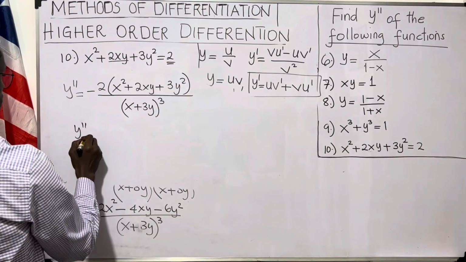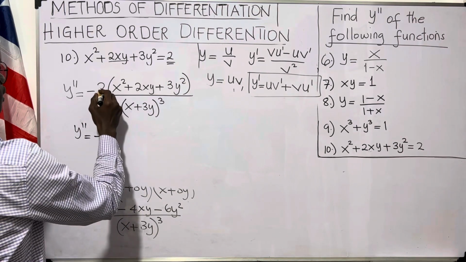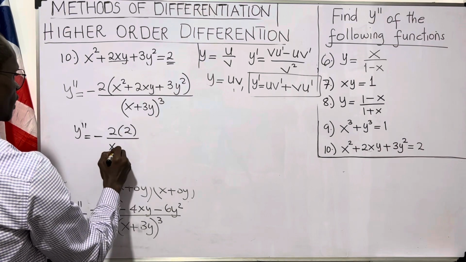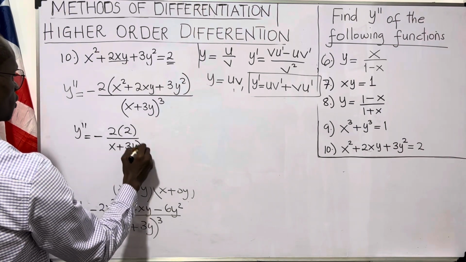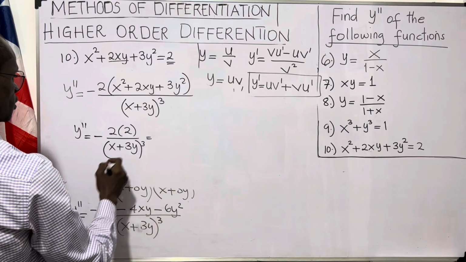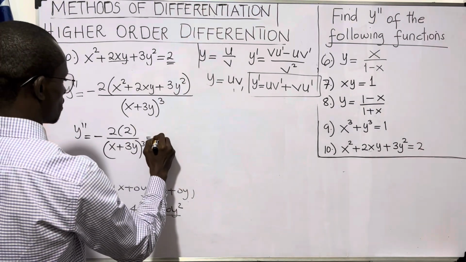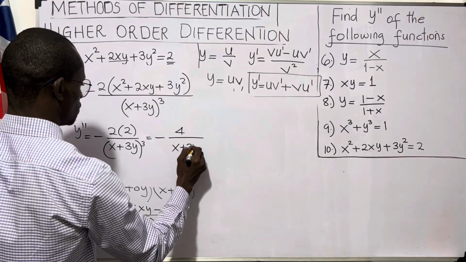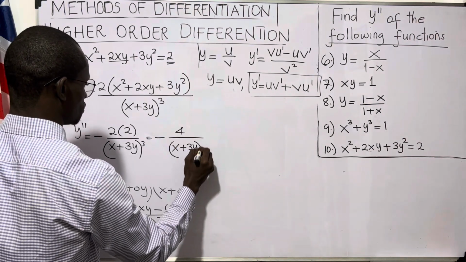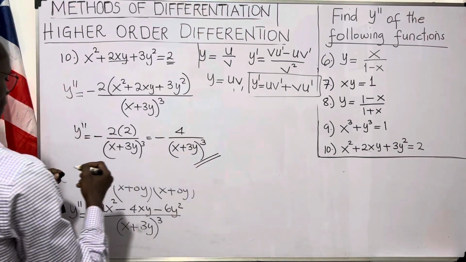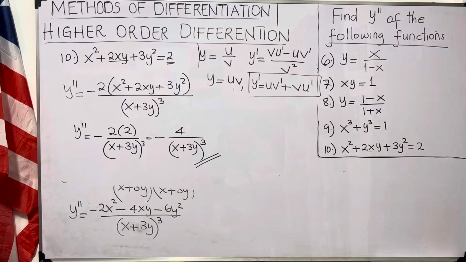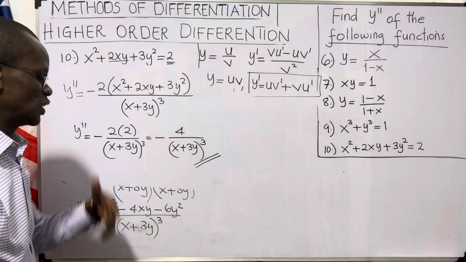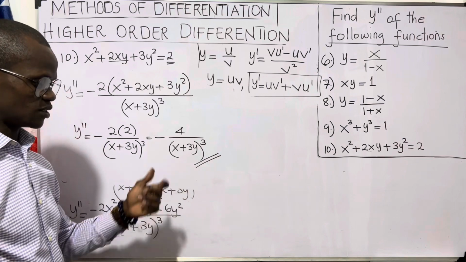So this entire expression now is just equal to 2. So y prime prime equals minus 2 times this 2 all over x plus 3y raised to the third power. So this will just give us minus 4 all over x plus 3y raised to the third power. So this is the second derivative of this expression. If you are asked to find the third derivative, you can differentiate this one and so forth.